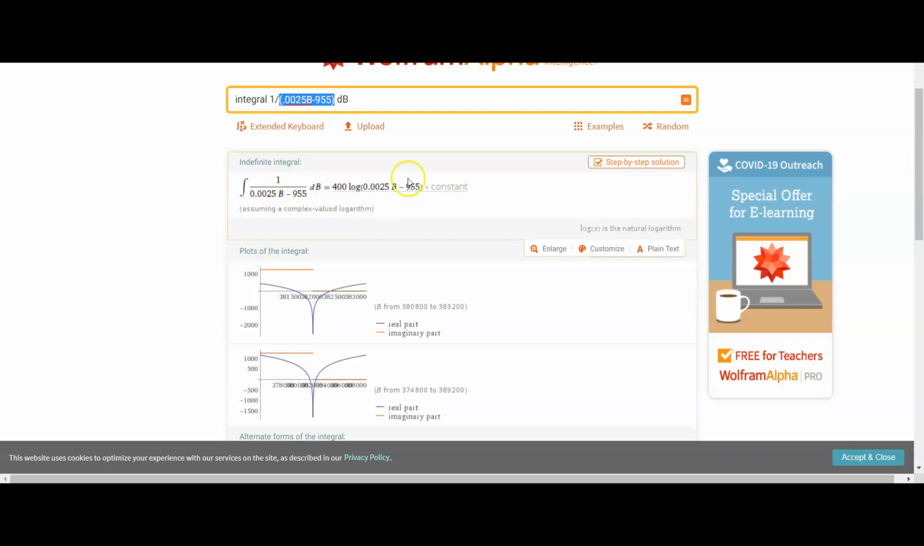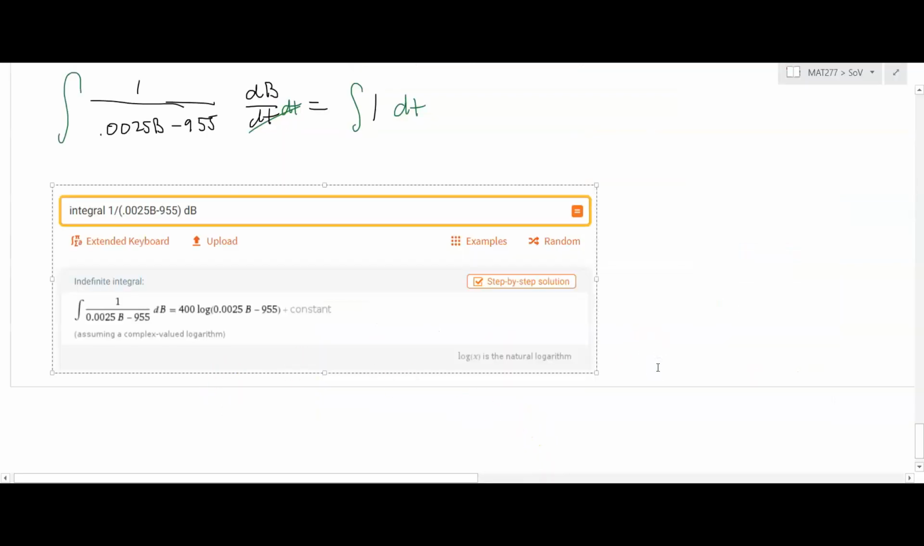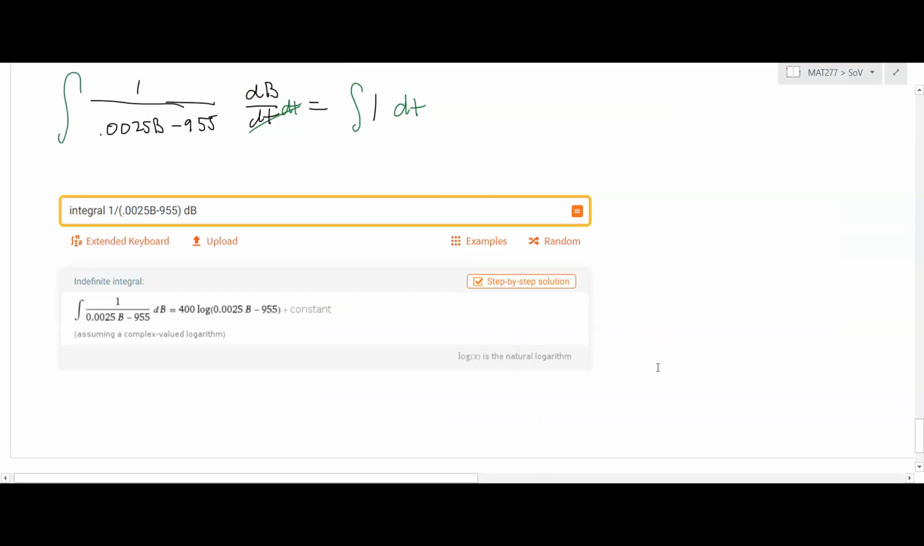Here it comes out to 400 times the log of 0.0025b minus 955. Be aware that most technology, when they say log, actually means the natural log, and you have to read that note each time. So in our answer, we want to make sure we don't use the base 10 log we're used to, but the natural log. So the left-hand side comes out to 400 ln of 0.0025b minus 955. Nice step there: we save ourselves a lot of extra integration by having technology do it for us. And the right side will come out to t plus c. Great, so we're almost there.